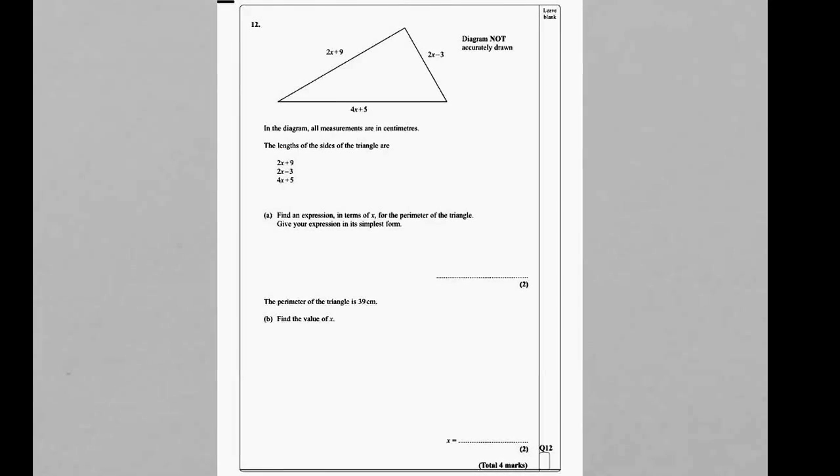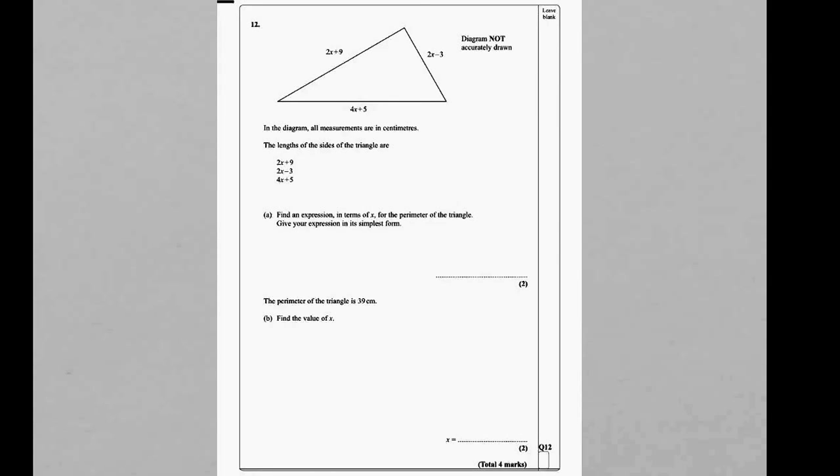In the diagram, all measurements are in centimetres. The lengths of the sides of the triangle are 2x plus 9, 2x minus 3, 4x plus 5. Find an expression in terms of x for the perimeter of the triangle. Give your expression in its simplest form. So this means I'm looking for something that's got x in it.